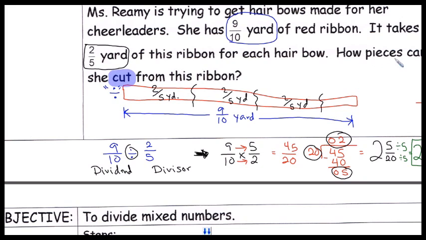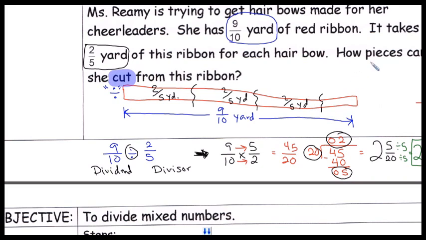So the question says, how many pieces can she cut from the ribbon? Well, I drew my picture wrong because I couldn't get 3 pieces out. As you can see, once you work out the problem, you can only get 2 and 1/4, 2 and a little piece. So she's only going to be able to make 2 whole ribbons, and she's going to have a little piece left, which she's probably just going to throw away because you can't do anything with it.